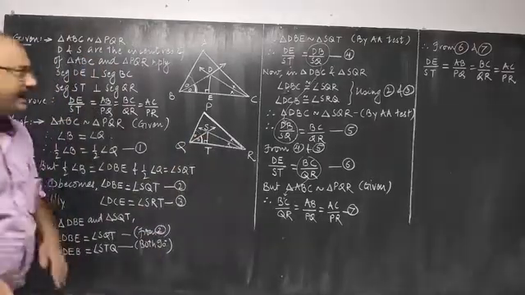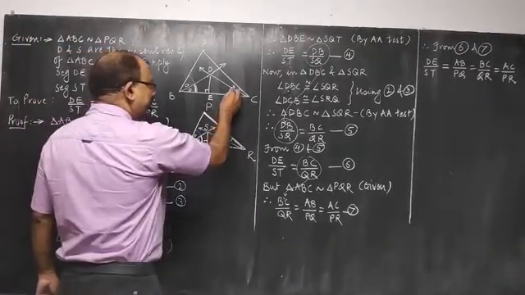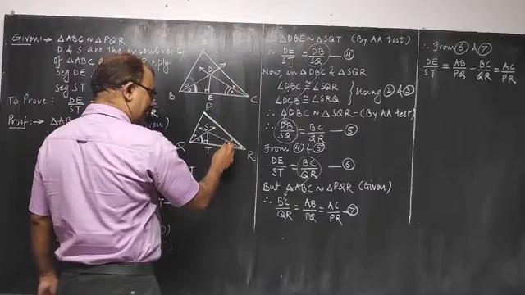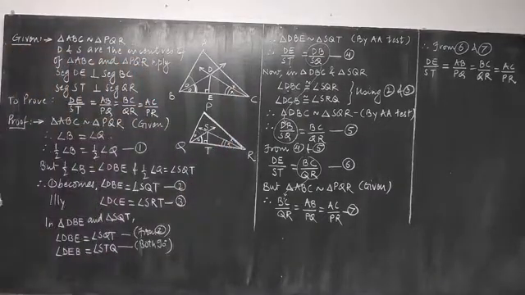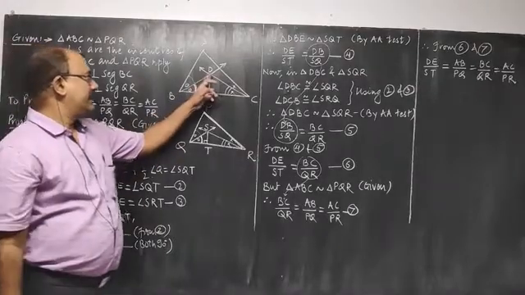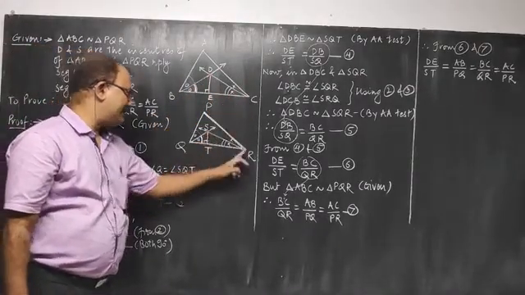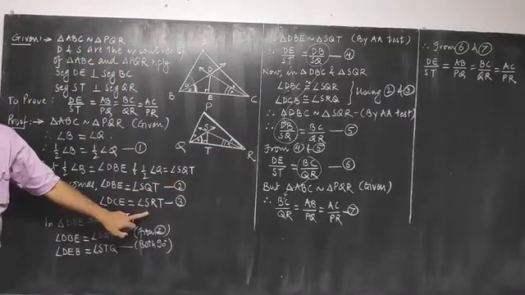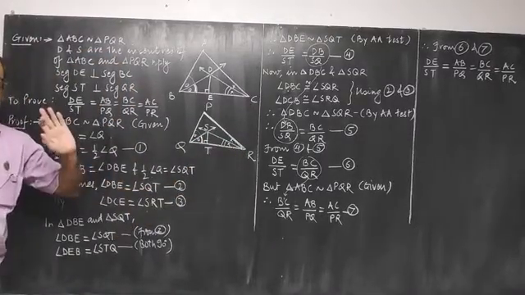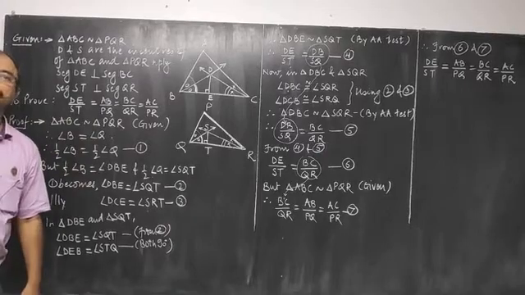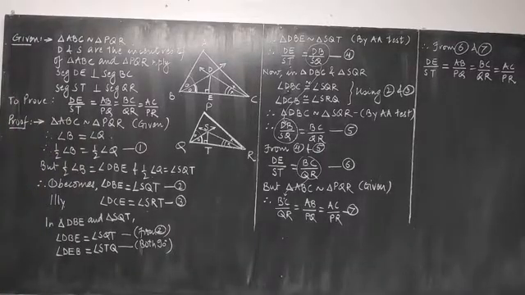Exactly using the same logic, I can also prove that this angle is congruent to this angle. Now I don't have to write it again. We can write similarly angle DCE, this angle is congruent to angle SRT. Correct? We have given equation numbers 2 and 3 because later on we are going to use these two equations.